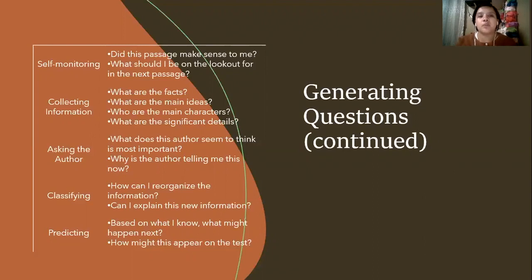Asking the author, what does this author seem to think is most important? That's a general question that you can ask. And then we have classifying, which is how can I recognize the information? That's a general question that you can also ask. And the last one, which is predicting, which I believe is the most interesting and the most important, is how might this appear on the test? That's very predicting. Asking questions in prediction is very important.